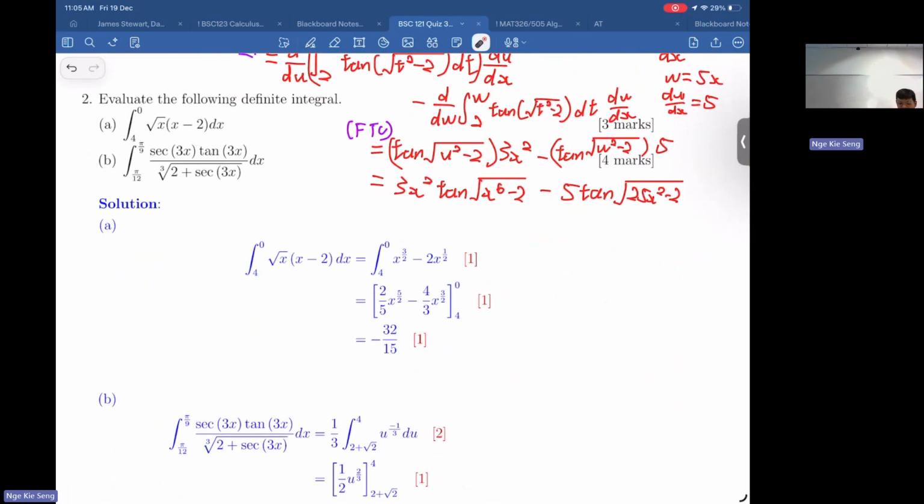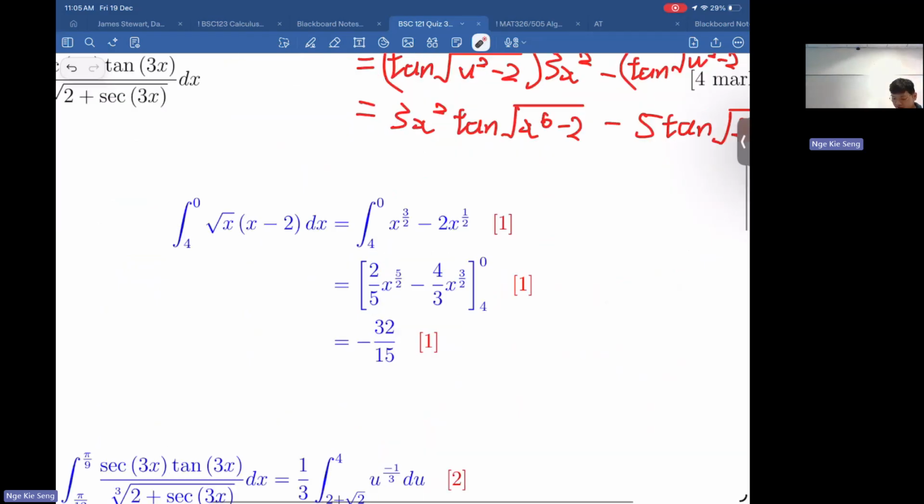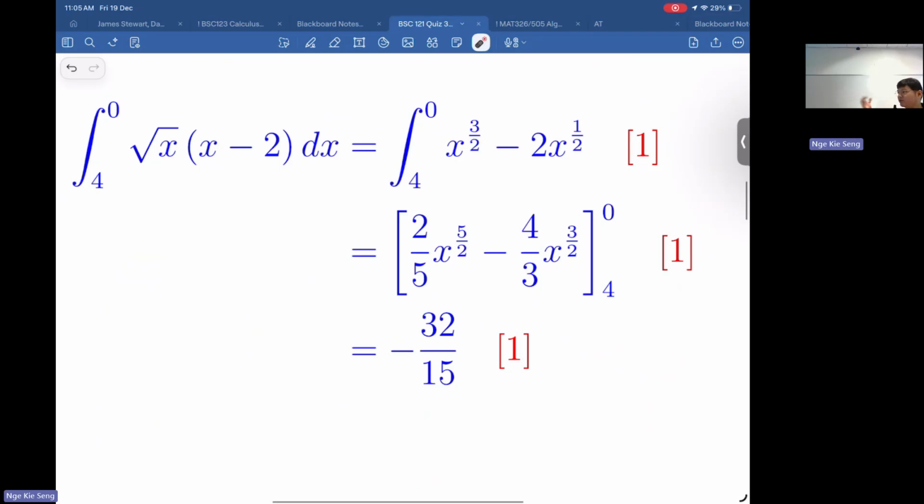For example, 2A. Again, you go into some very tedious calculation. But in fact, if you turn the square root into powers, then you can just see that you are just adding 1 to your power and then dividing by the new power. Then you get the solution already.